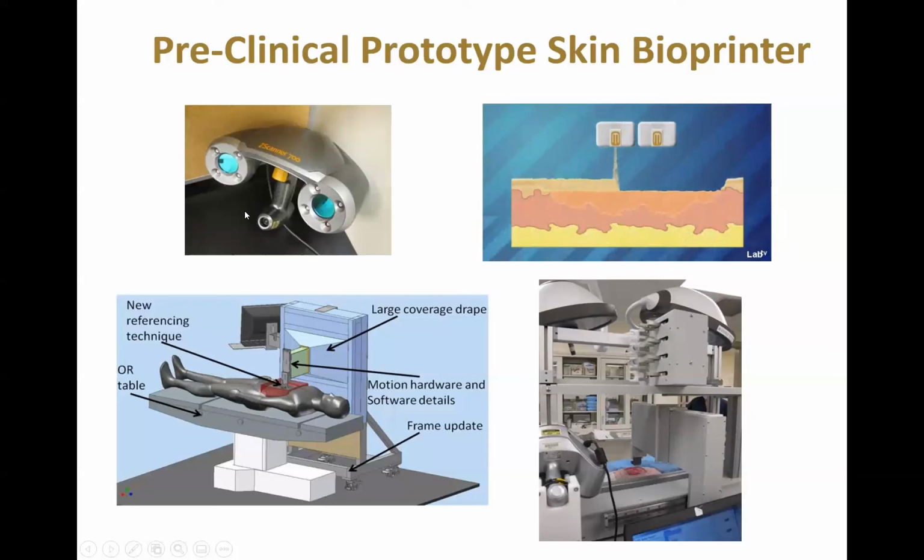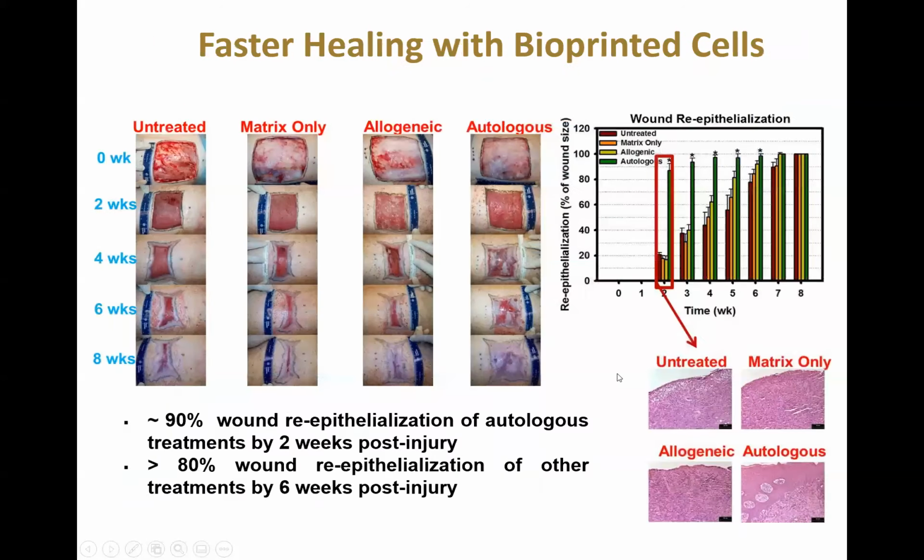We have a laser scanner that we can use to scan the wound, take that information, and then print our cells directly into the wound. And this shows an animal wound model in a pig, and we printed autologous skin cells. And you can see here that the wound heals very nicely, and you have almost 90% reepithelialization at the second week after injury and bioprinting, whereas it takes up to 6 to 8 weeks to get that wound healed without bioprinting the cells.